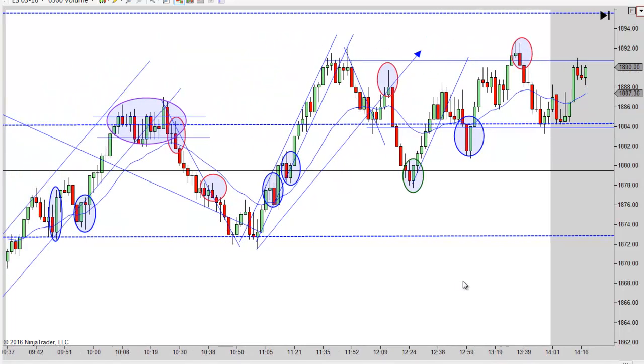Just find some more. If you go long right here, if that's your signal bar, your stop has to go below that.